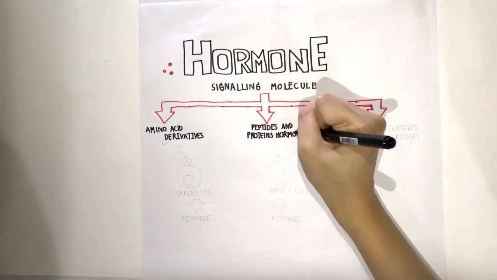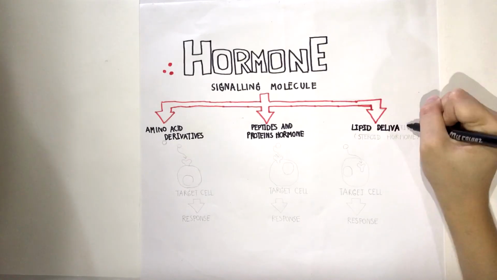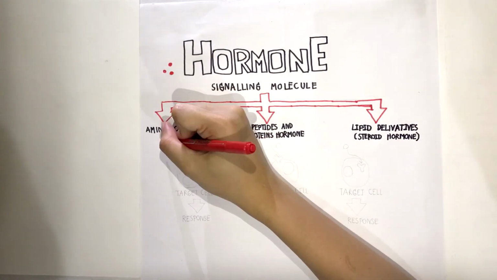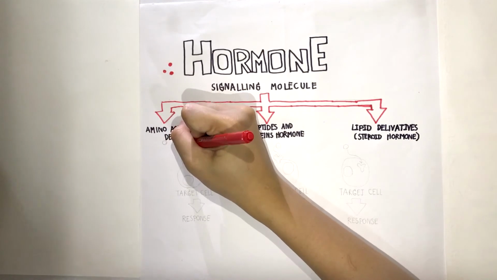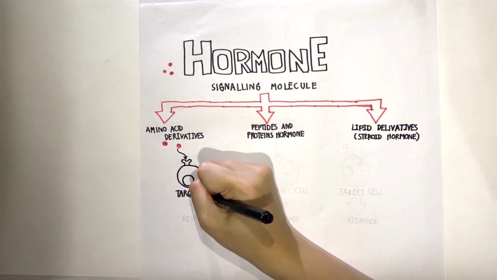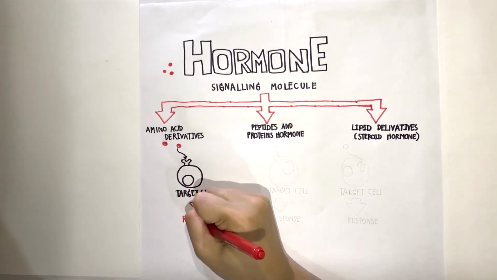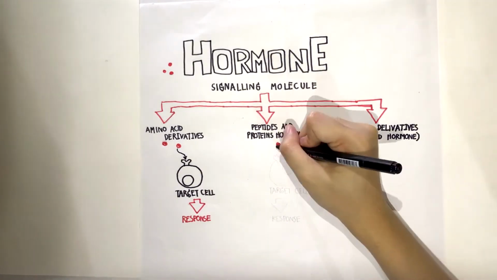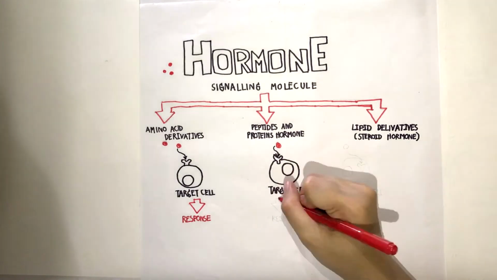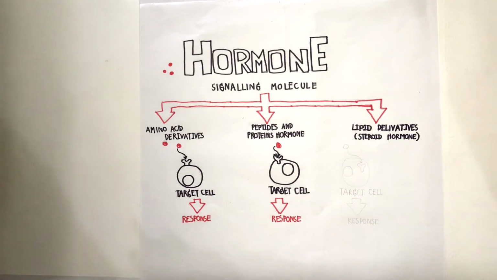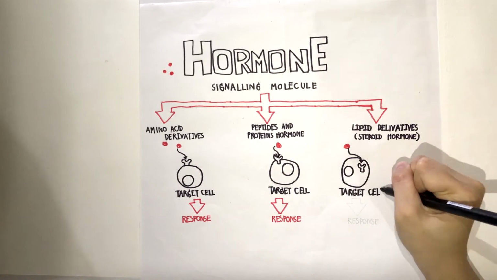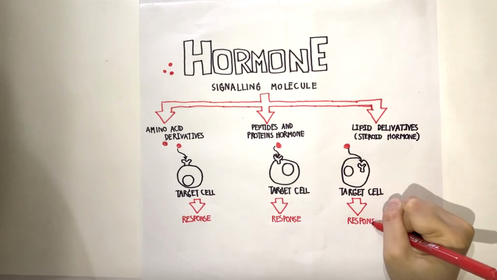Hormones can also be classified according to their chemical properties. Chemically, the endocrine hormones fall into three categories: amino acid derivatives, peptide and protein hormones, and lipid derivatives or steroid hormones. An example of an amino acid derivative is epinephrine, derived from tyrosine. Antidiuretic hormone, also called vasopressin, is an example of a peptide hormone, whereas insulin is a protein. Testosterone is an example of a steroid hormone.